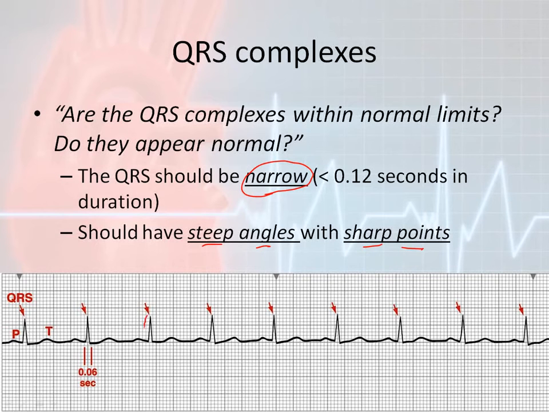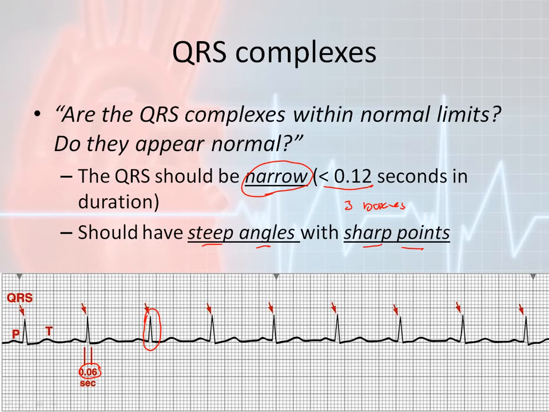Now, in this case, you look at the QRS complex here. Is this QRS complex normal? Yes, it is, because the duration of your QRS complex is 0.06 seconds down here. A normal QRS will be less than 0.12 seconds in duration, which is less than 3 boxes. It's 3 little boxes exactly, which is what this falls into.